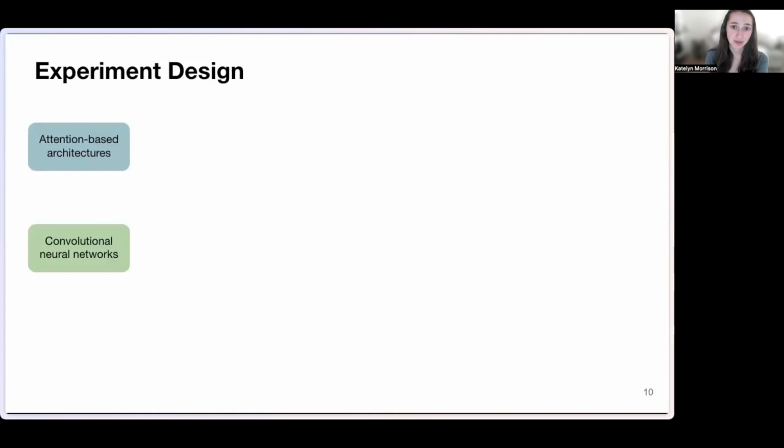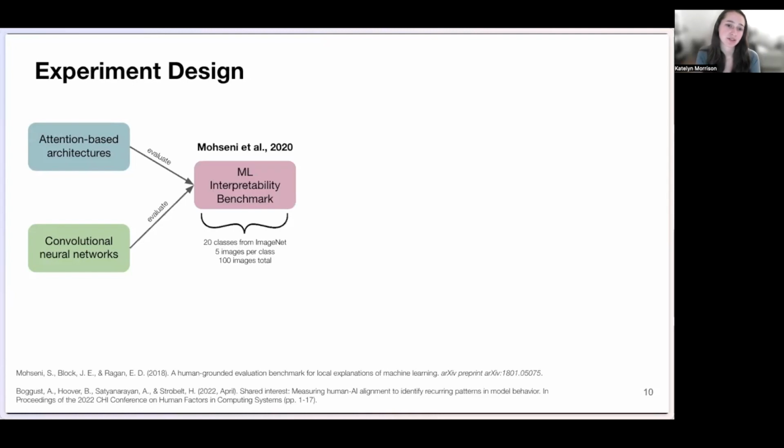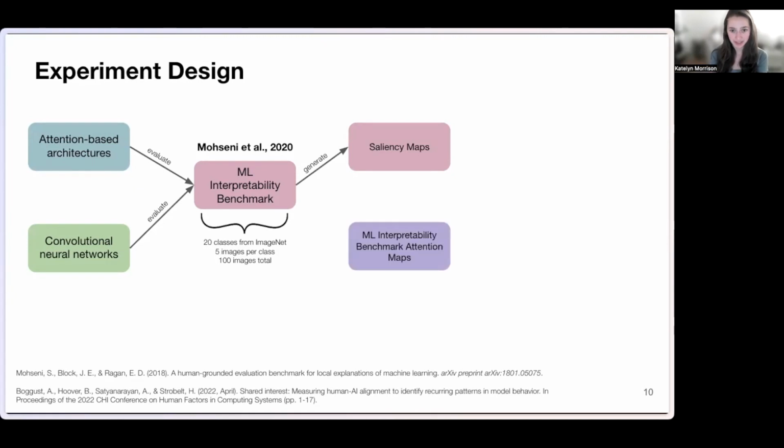For our empirical study, we evaluated 2 attention-based architectures and 2 CNN-based architectures. All of the models that we used were pre-trained on ImageNet. We evaluated these models on a subset of ImageNet from the ML interpretability benchmark. This benchmark selected 20 classes from ImageNet and 5 images from each class, totaling 100 images. For every model, for every image, we generated their saliency maps with 2 different saliency map techniques. We compare the generated saliency maps with the attention maps from the ML interpretability benchmark, which were obtained from crowdsourcing studies on Mechanical Turk.